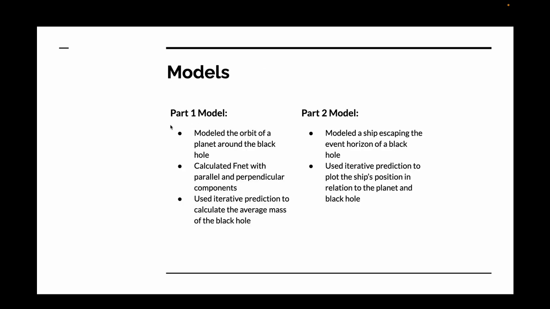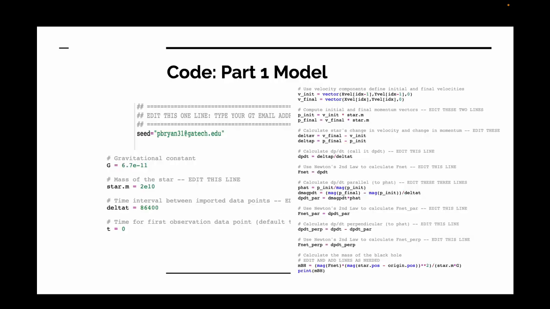For our models, the part 1 model modeled the orbit of a planet around a black hole, calculated Fnet with parallel and perpendicular components, and then using those components, used iterative prediction with the law of gravitation to calculate the average mass of the black hole. For part 2 of the model, it modeled a ship escaping the event horizon of a black hole using iterative prediction to plot the ship's position in relation to the planet and black hole.